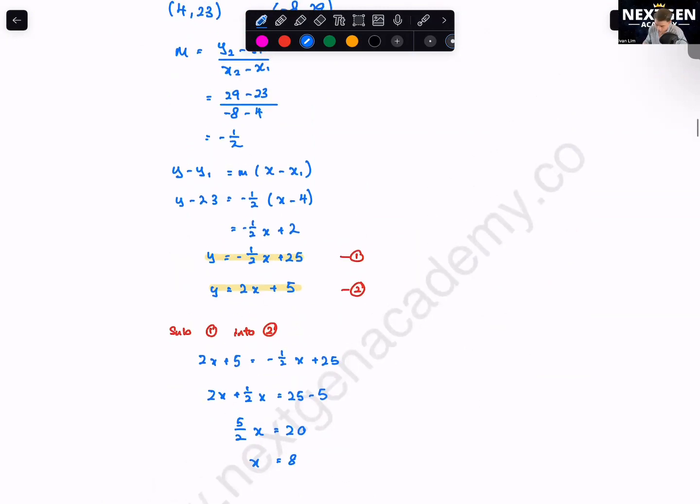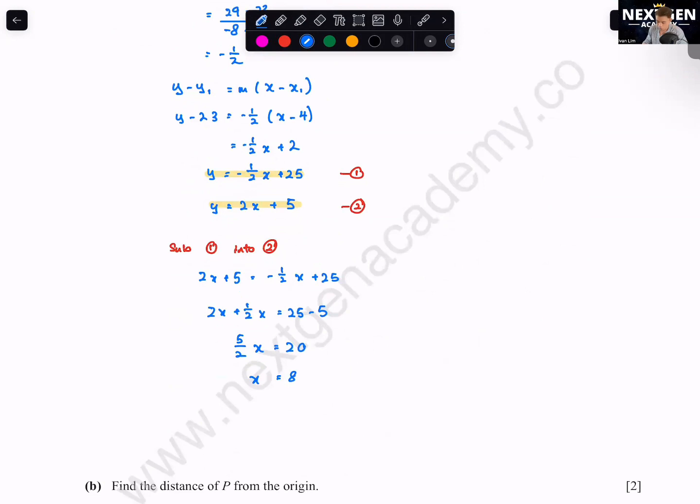After we find x already, we need to find y. Just substitute into any of the equations, whichever that you like. For me, I like equation 2. Why equation 2? Plus only, right? So substitute x into 2. Let's see what we get. y equals 2 times 8 plus 5. You get y equals 21.